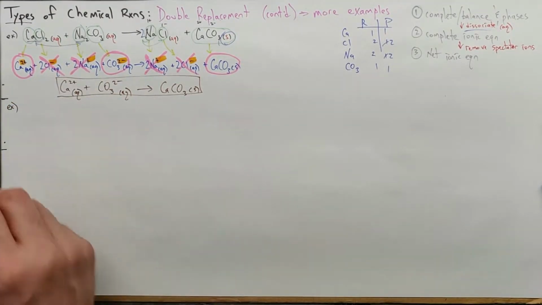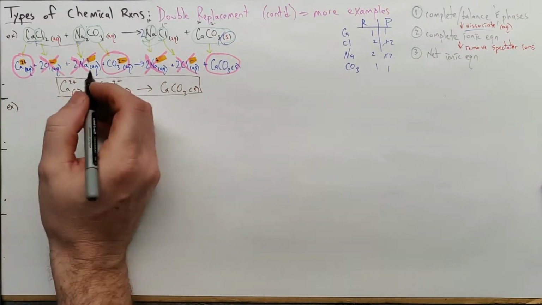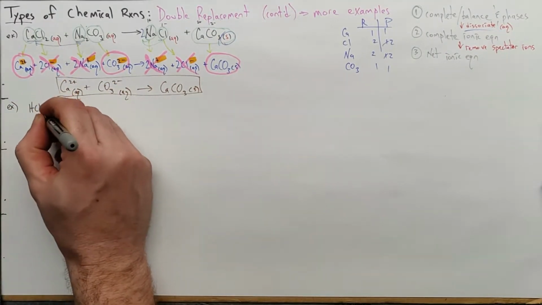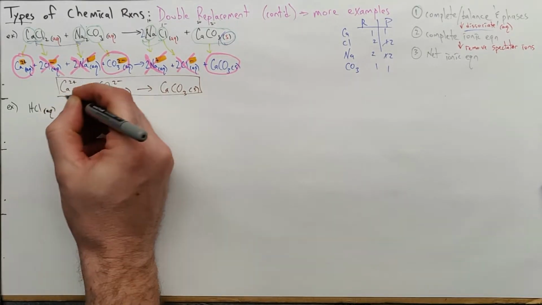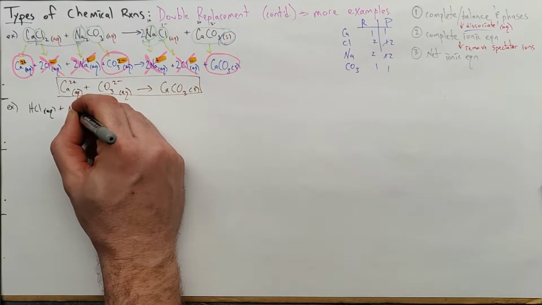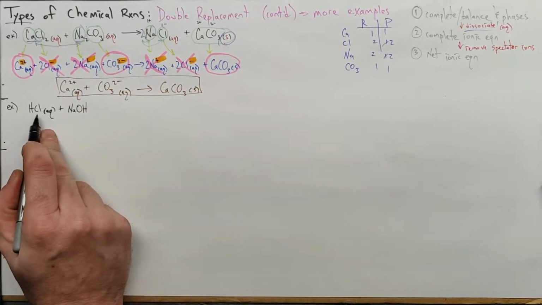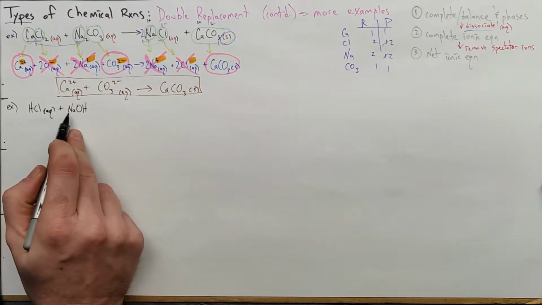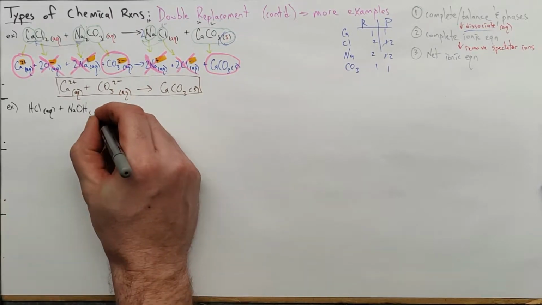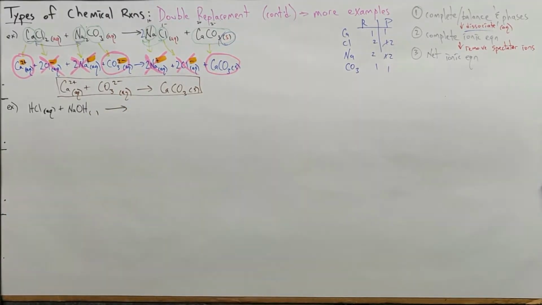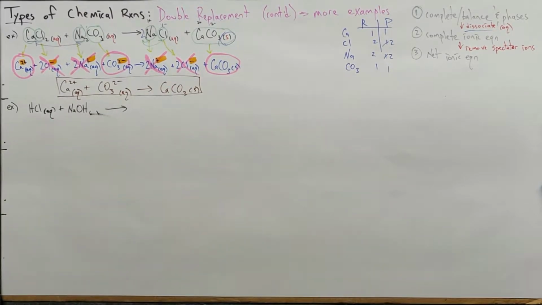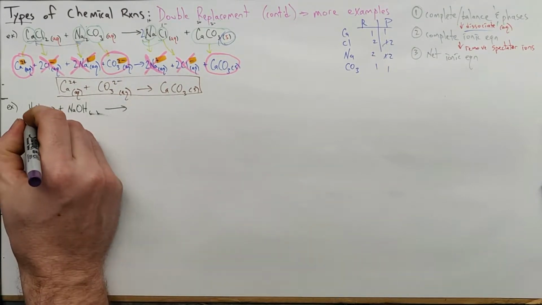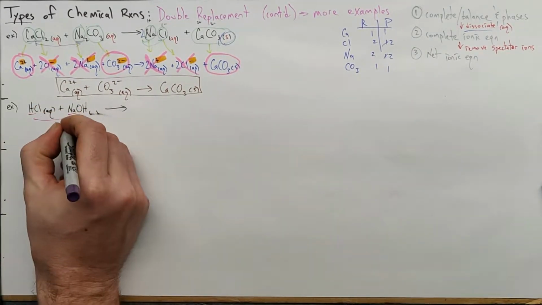a double replacement reaction. And we're going to pick something simple here like HCl, aqueous hydrochloric acid, and sodium hydroxide. Okay, HCl is a strong acid. NaOH is a strong base. I'll put that there, and I'll draw my arrow.